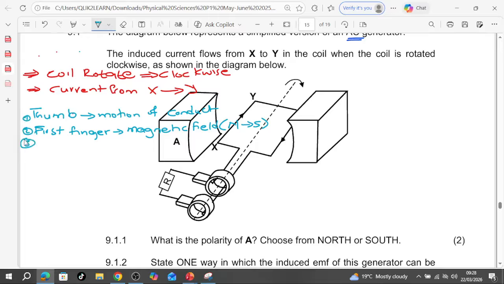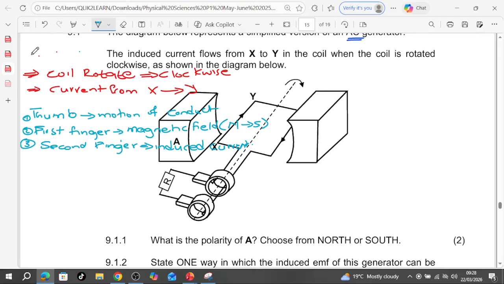The last one about the right hand rule is that the second finger will tell us about the induced current. I'm very sorry that I'm writing on top of our diagram, but I'll make sure that when we're done, you understand everything.